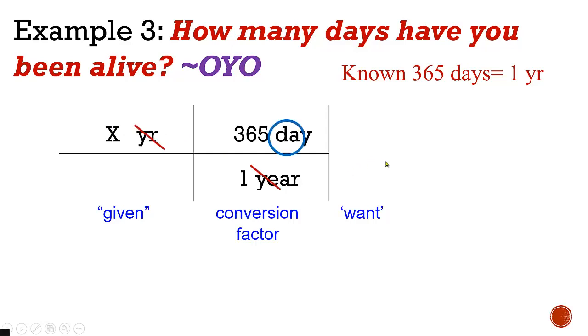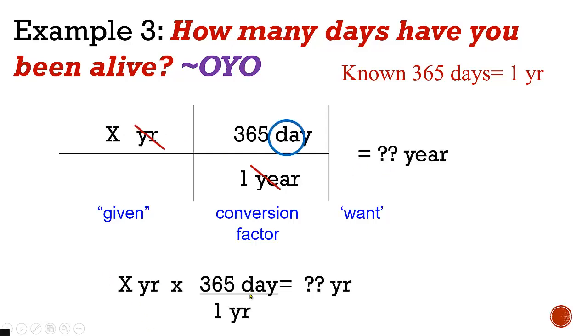Okay, our years cancel, all we're left with is days. So there's our math. So pretty simple. Hopefully these are coming together. Now, I could make this a little more difficult. I could say, how many weeks are you? Okay. Well, we know that 1 year is 52 weeks. That's pretty easy. Or what about hours or minutes or seconds?